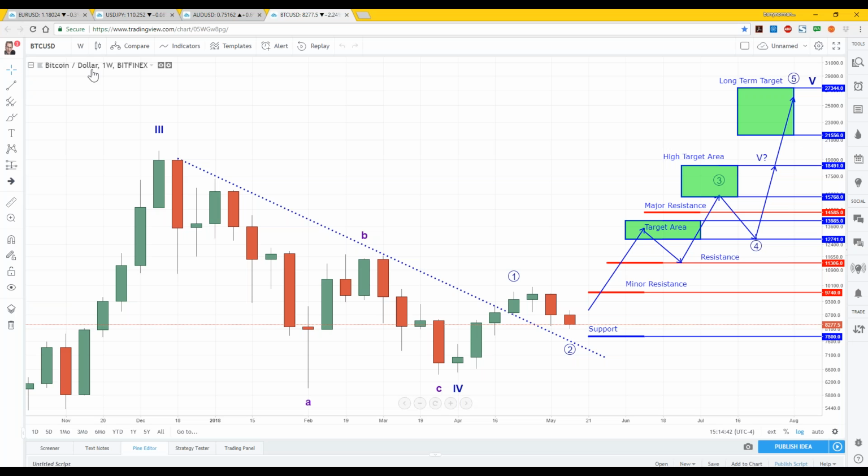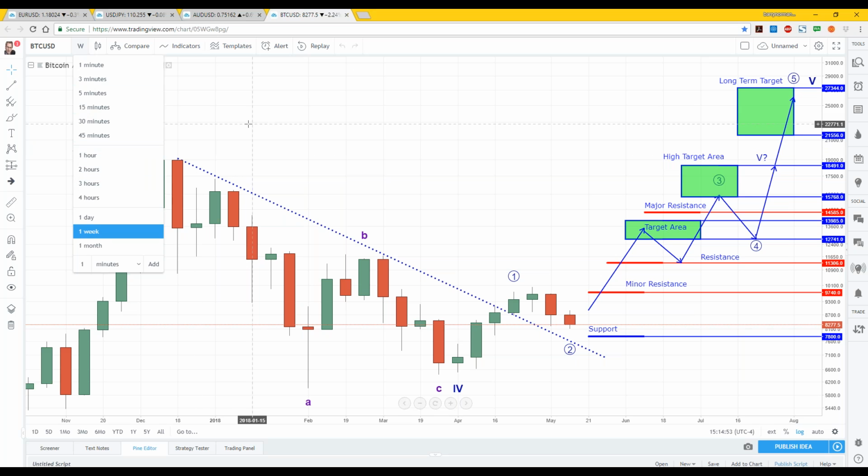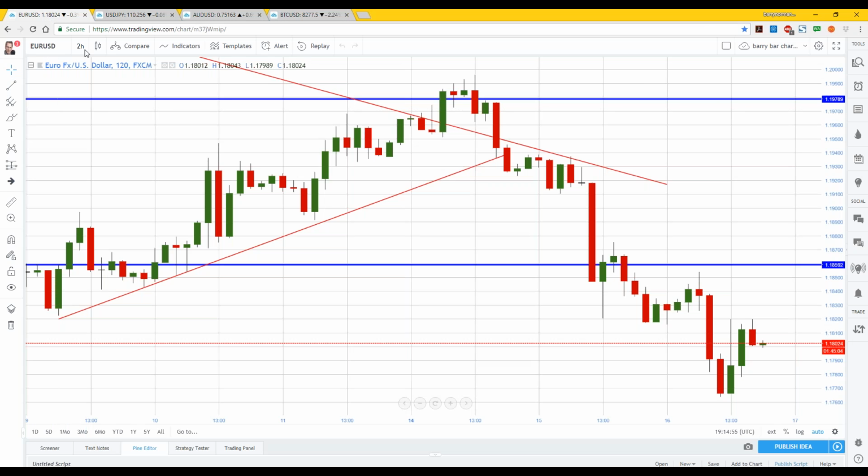So what we want to do first is determine the type of time frame we want to look at and understand what we are looking at. But as you can see here, you have many, many choices in time frames in which to look at an asset. So here we're looking at the Euro US dollar in a 2-hour chart. That means every 2 hours, a candlestick is placed on the chart.